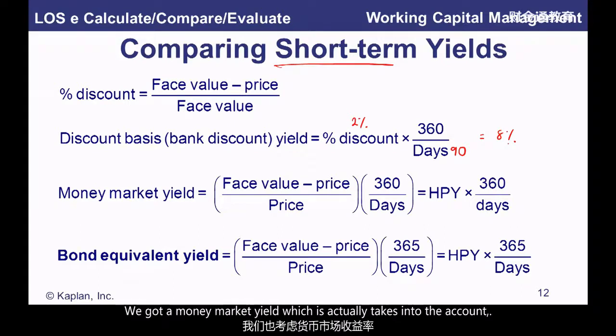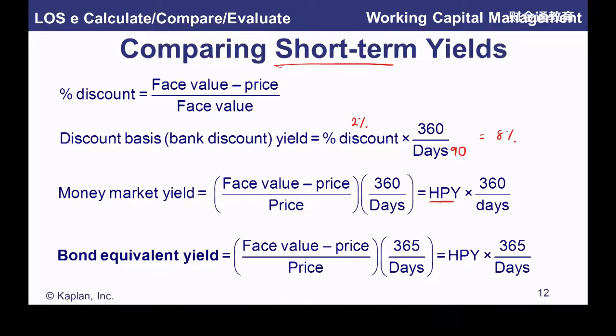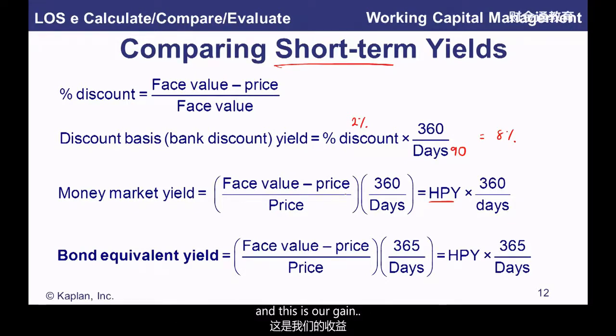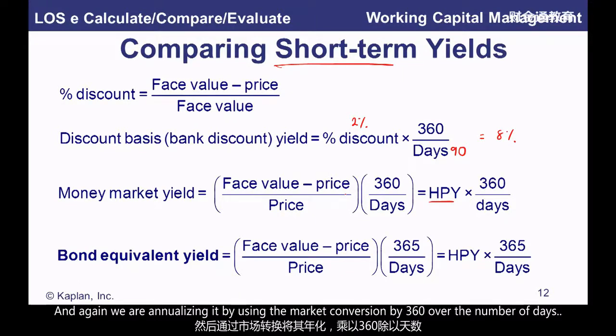We've got the money market yield, which actually takes into account the holding period yield. And remember, the holding period yield is the yield based on what you have paid. So we've got the price that we've paid, and then this is our gain, or this is what we get back at the end. And then again, we annualize it using money market convention, 360 over the number of days.